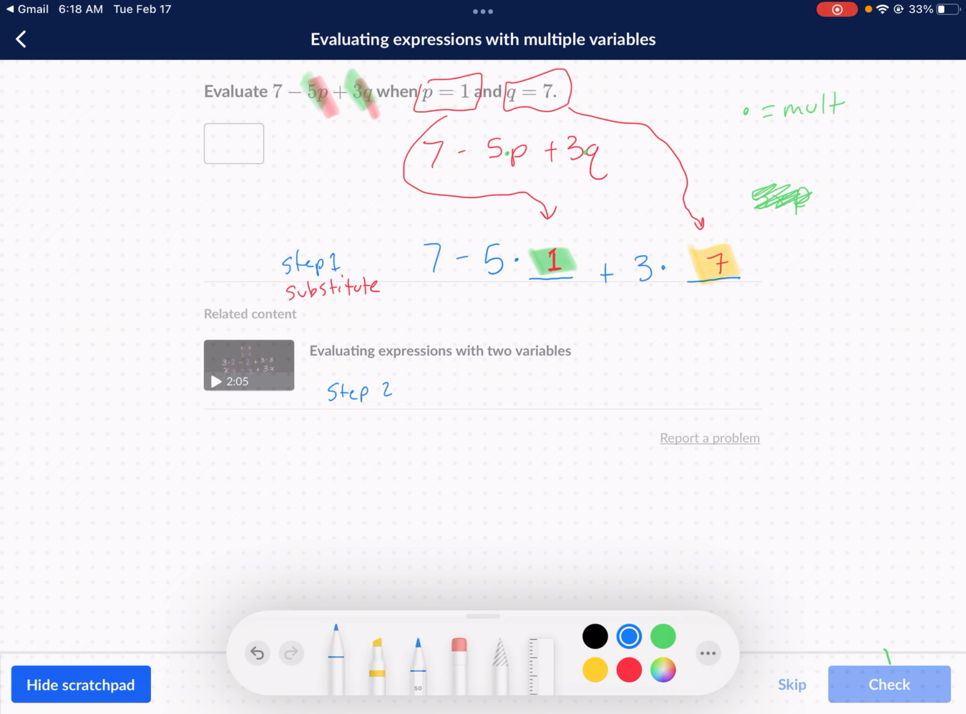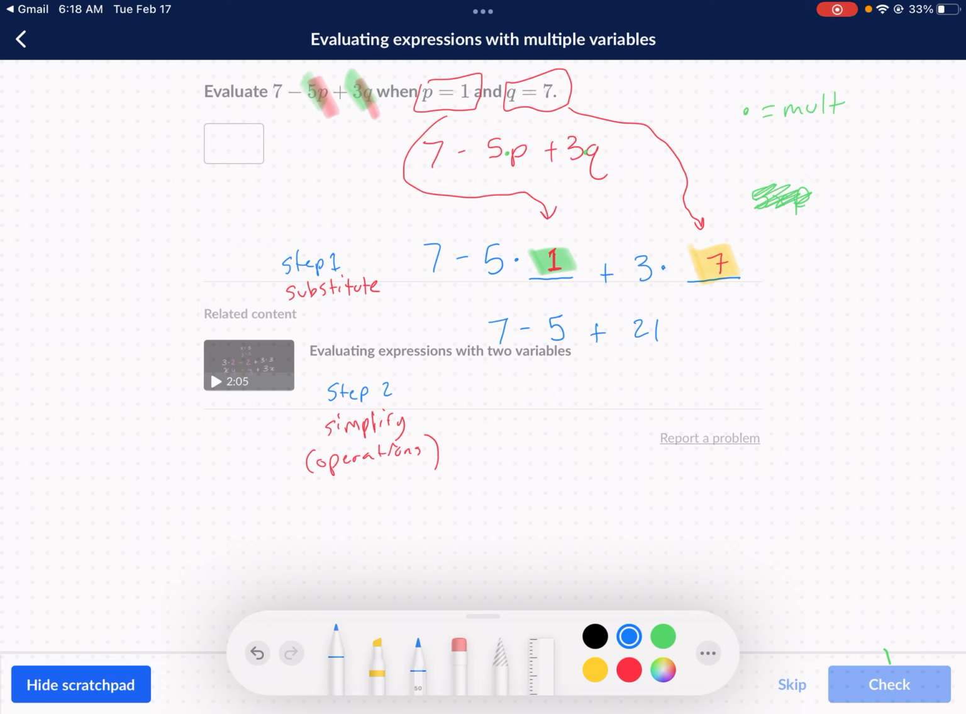And when we do that, we're going to do the operations. So we have 7 minus, and we're going to do order of operations, so that means multiplication first. So 5 times 1, well, that's 5. And then 3 times 7, which is 21.